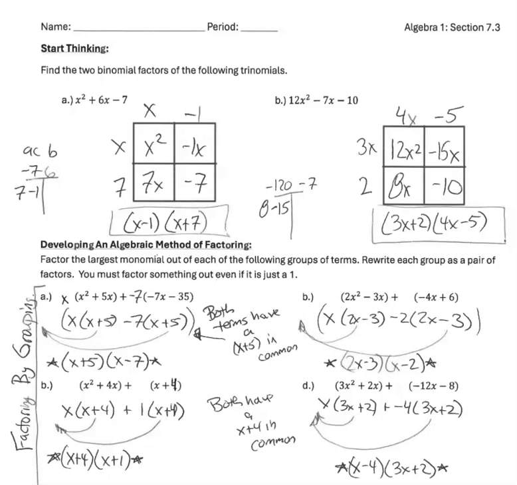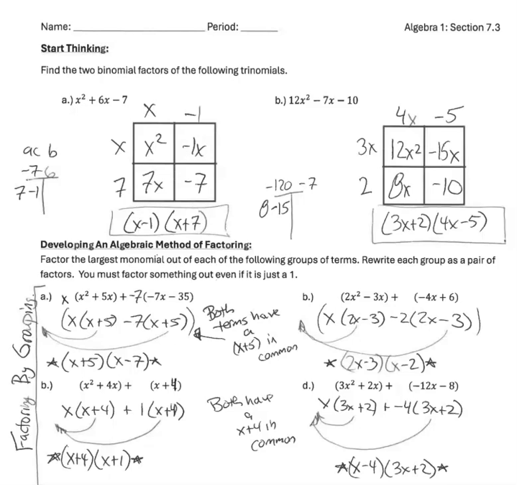Remember, an ACB chart is the A value times the C value, and in this case it is 1 times negative 7. That gets you negative 7, and the B is 6. So you're finding two numbers that multiply to get negative 7 and add to get 6. Well, we know it's going to be a negative and a positive, and the positive is going to be bigger because when they add together, they get a positive number. So it ends up being 7 and negative 1. So you fill in those other boxes.